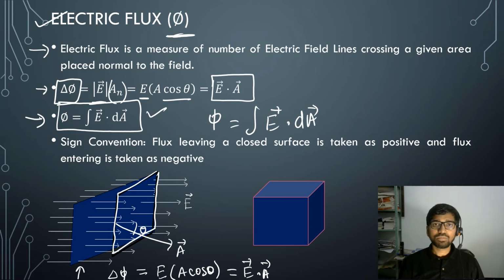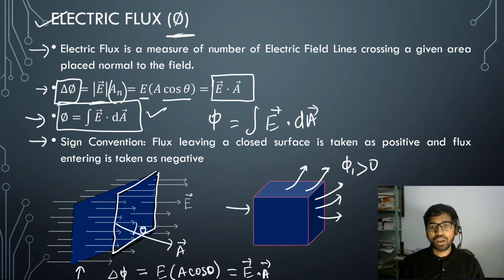Fine. One last point, keep in mind the sign convention. Flux leaving a closed surface, imagine that this is a cube, a closed surface, and the flux due to the electric field lines crossing and leaving this surface, phi 1, will be taken as positive, and electric flux due to electric field lines entering the surface, phi 2, will be taken as negative. Therefore, phi net will be equal to phi 1 minus phi 2. Fine. Let's move to the next slide.